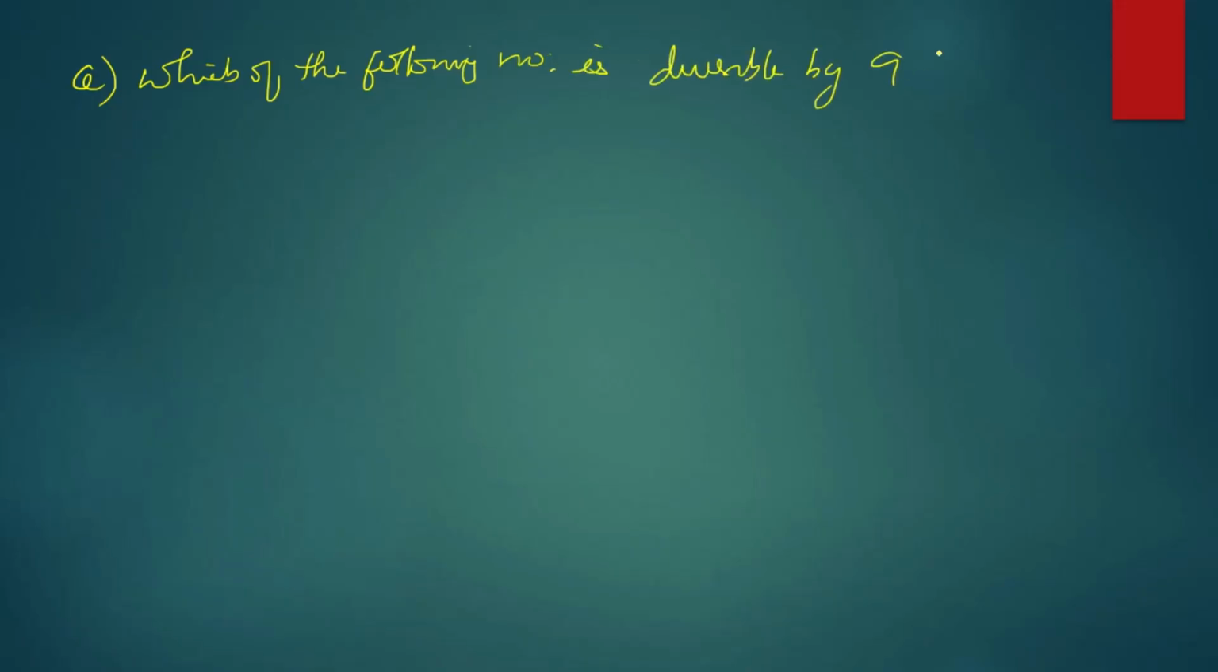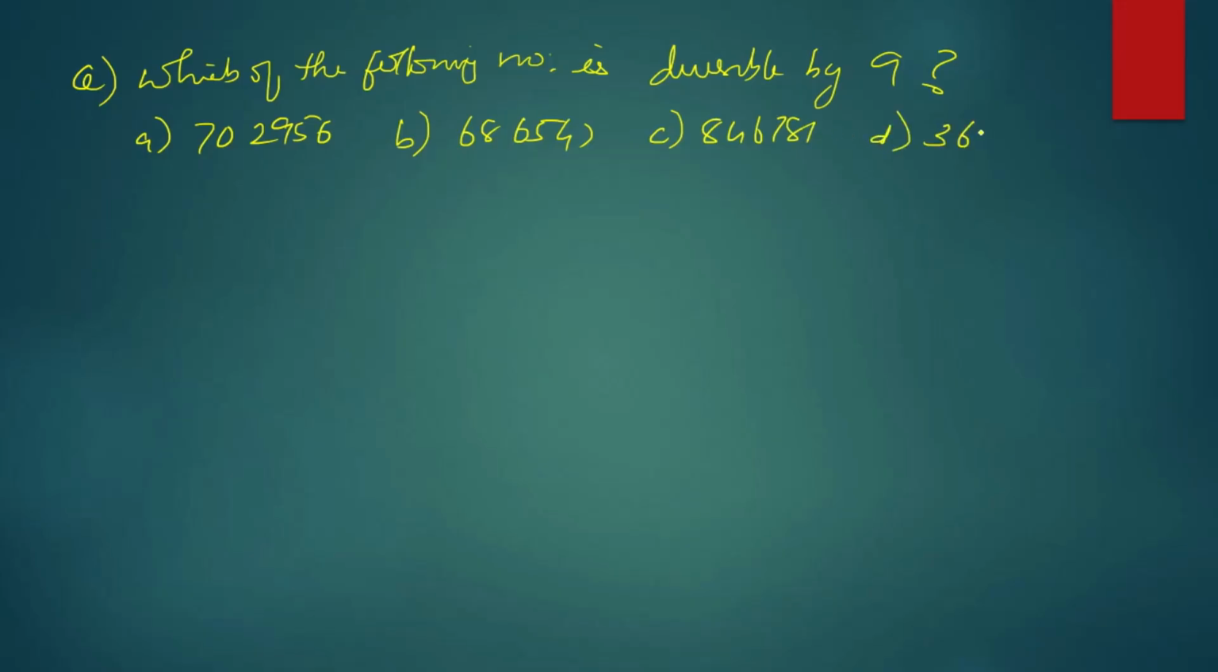So another question is, which of the following numbers is divisible by 9? Okay, option A 702956, B 686547, C 846781, D 36668.